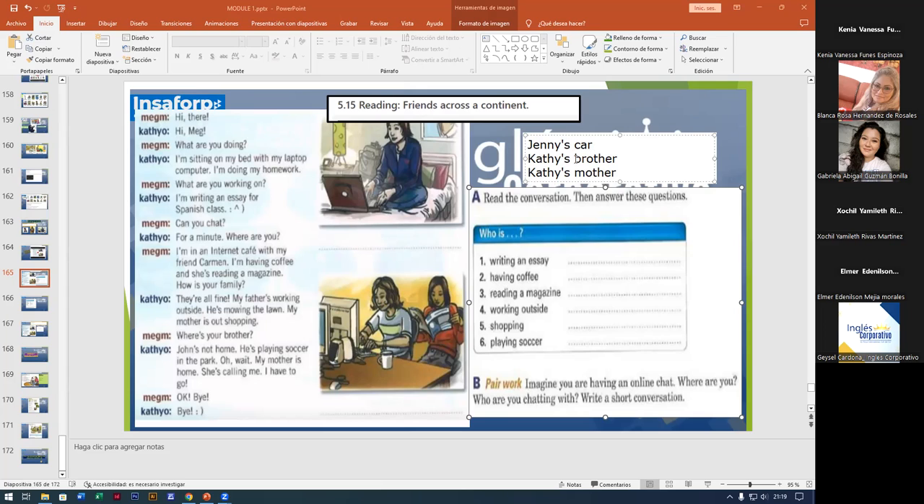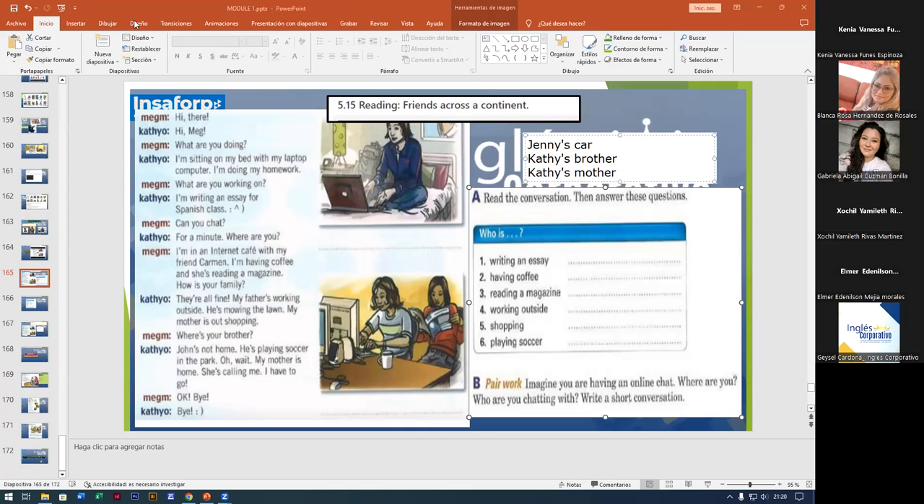Car sería una posesión. Pero en el caso de Kathy's brother, si mencionamos acá, ya es una relación, it's a relationship. Ya no se identifica como una posesión. So it's no possession, no ownership, but it's a relationship. Same as Kathy's mother. Very welcome. Any other question?